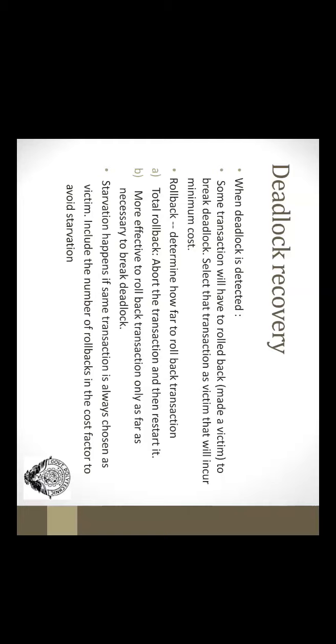Another way to roll back a transaction is the partial one, up to the extent where the deadlock is going to be broken. At that point only you have to roll back your transaction. You don't need to roll back your complete transaction. In these rules, there may be the possibility of transaction starvation in the database. So you have to take care that you are not going to roll back the same transaction again and again, to avoid starvation in the database itself. So in this way, with the help of rolling back some transactions, you can recover your database from the deadlock itself.